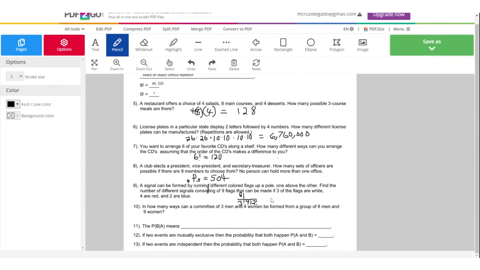I'm going to just do, you could just multiply with your calculator and do this. It'd be real easy to do that with that Alex calculator, because you could put the 9 factorial divided by, and then put in parentheses 3 factorial times 4 factorial times 2 factorial. I'm going to do it the old-fashioned way, because I don't have that calculator.